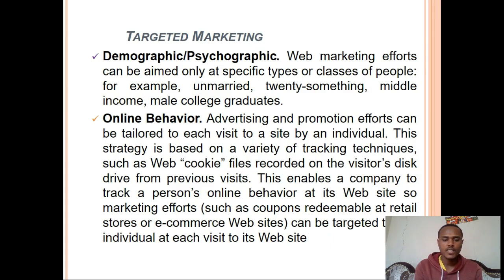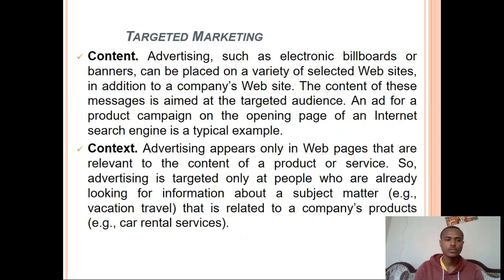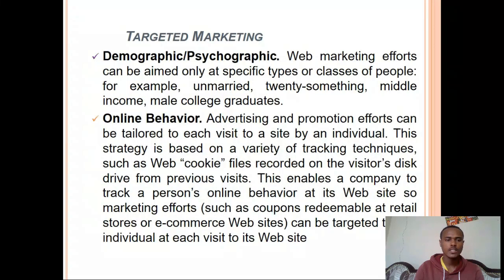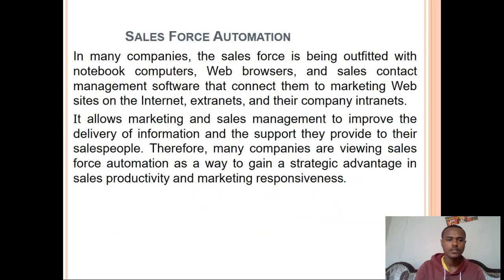So, marketing efforts such as coupons redeemable at retail stores or e-commerce websites can be targeted to that individual at a visit to its website. In general, there are five components of targeted marketing. Those are community, content, context, demographic, and online behavior.